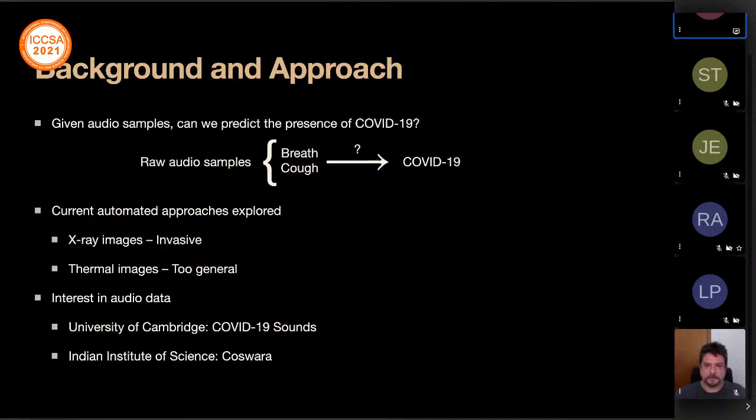The approach using audio samples offers a use case where individuals can upload audio samples with just their mobile phones, with no special equipment required, and it can be done in as contactless a manner as possible, which reduces potential exposure. Using audio samples for this task has generated a lot of interest in recent years, for example the COVID-19 Sounds project at the University of Cambridge, which aims to perform a similar binary classification, and the Coswara project at the Indian Institute of Science, which is building a data set for the same.